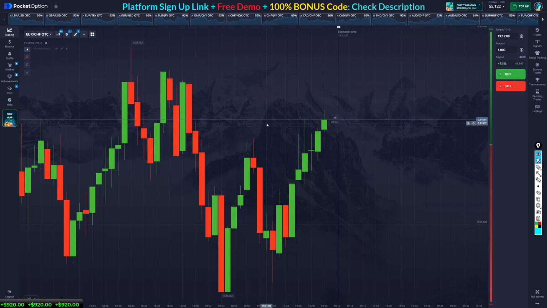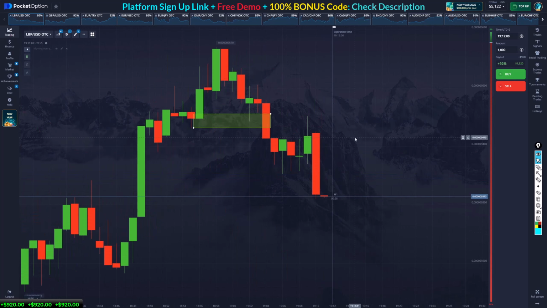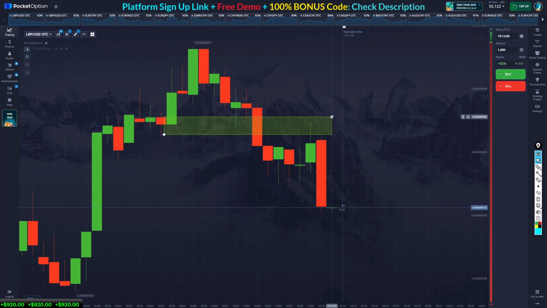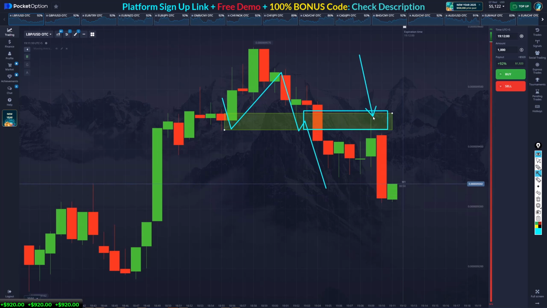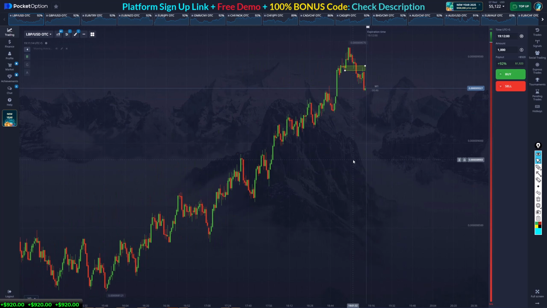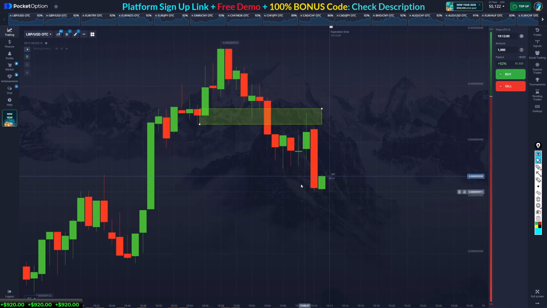But I'm looking for another trade. All right, there's another beautiful point about supply and demand. When we have a broken demand area, it becomes a supply. We are still in an uptrend. I wish I could take this doji break.